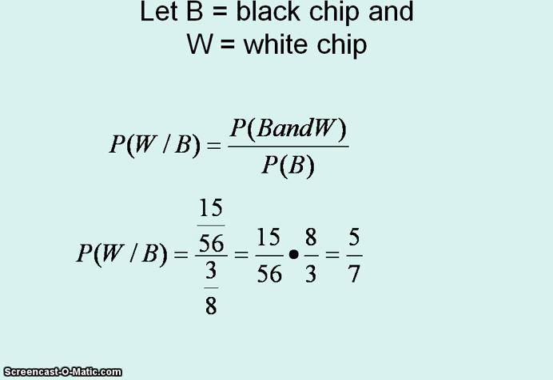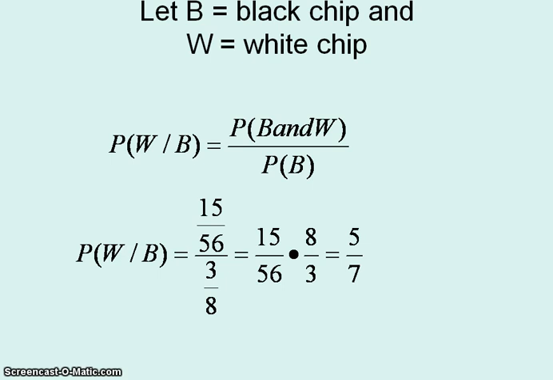Well, I know the probability of pulling out a white and a black. That's 15 out of 56. The probability of pulling out a black chip on the first pull was 3 out of 8. I'm just going to do a division problem. Divide by a fraction, so we multiply by its reciprocal, or just use the calculator. So what we realize is the probability that I will pull out a white chip given that a black has already been pulled is 5 out of 7.